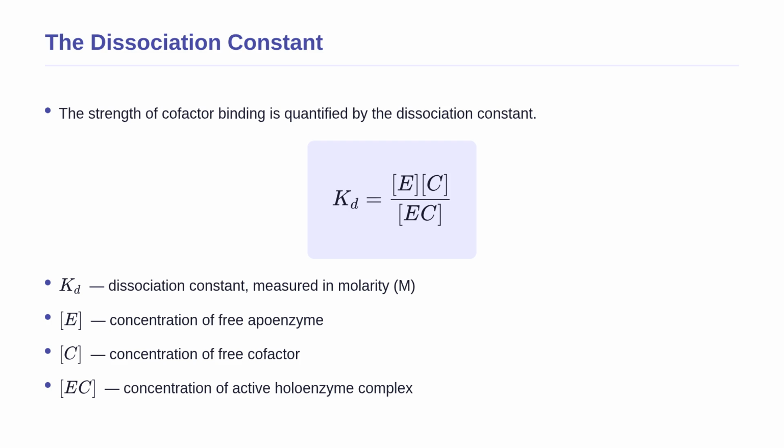In this equation, K sub d is the dissociation constant, measured in molarity. The term [E] stands for the concentration of the free, inactive apoenzyme. The term [C] is the concentration of the free cofactor. Finally, [EC] represents the active holoenzyme complex. If the value of K sub d is very small, it means the denominator is large, indicating that the cofactor binds very tightly. Conversely, a large K sub d means weak binding.